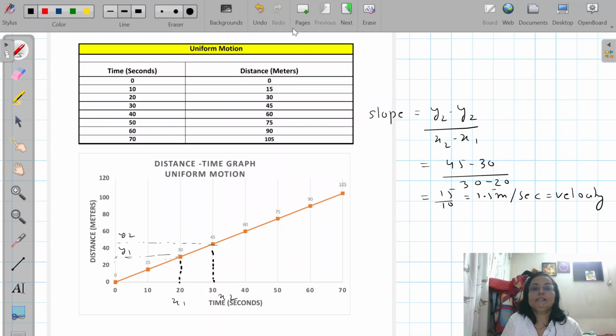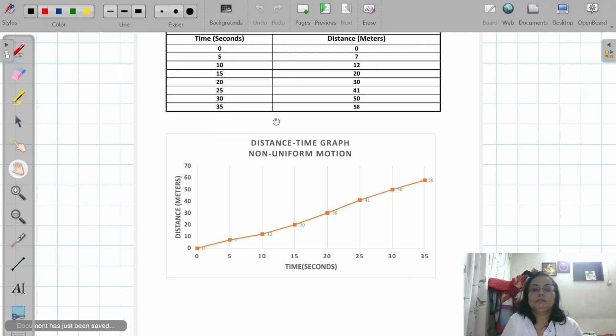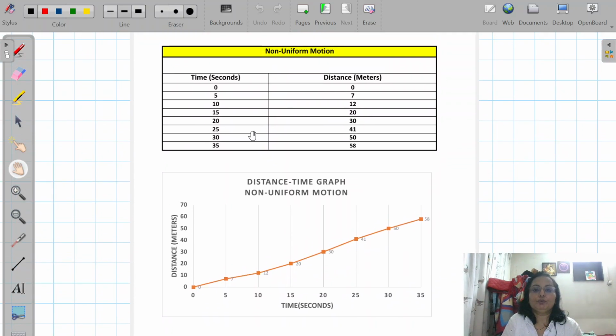Now let's move on to our next topic. Non-uniform motion. If the object covers unequal distances in equal intervals of time, we say it is moving with non-uniform motion. See, the distances are not constant. It is changing unequally. So, at 15 seconds, it has covered 20 meters. At 20 seconds, it has covered 30 meters. But at 25 seconds, it has covered 41 meters.